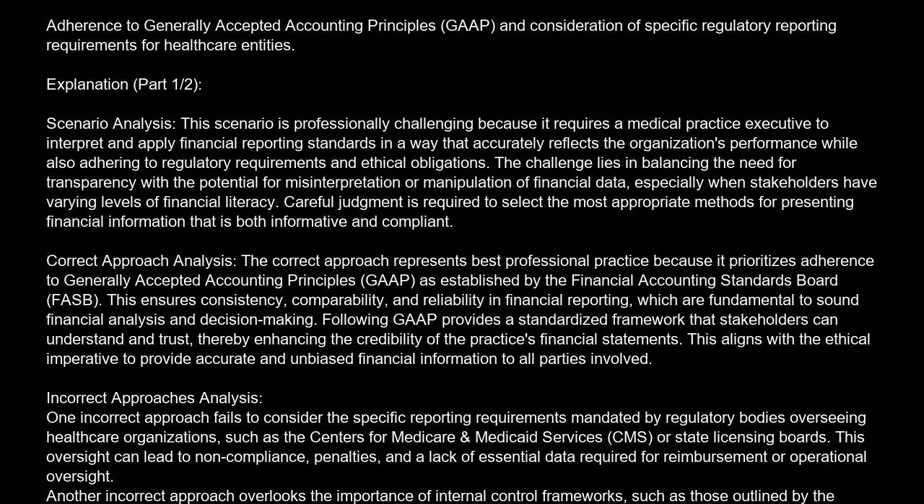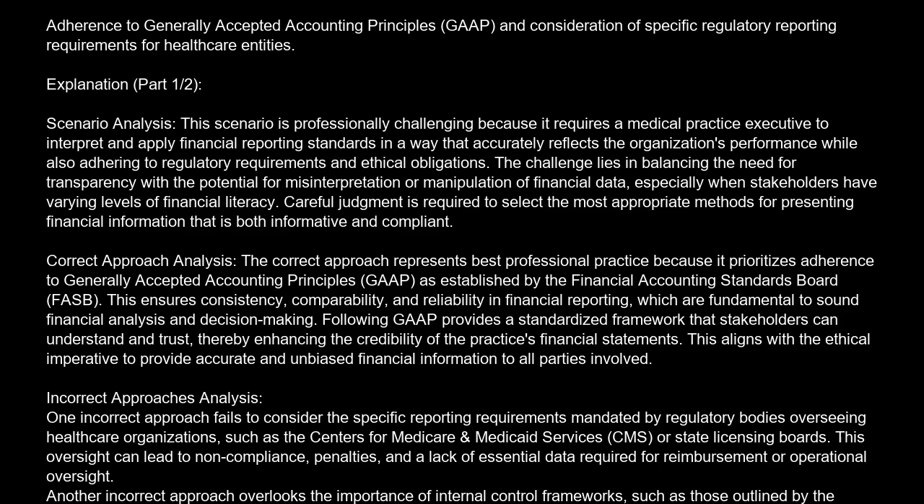Correct approach analysis. The correct approach represents best professional practice because it prioritizes adherence to generally accepted accounting principles, GAAP, as established by the Financial Accounting Standards Board, FASB. This ensures consistency, comparability, and reliability in financial reporting, which are fundamental to sound financial analysis and decision-making.